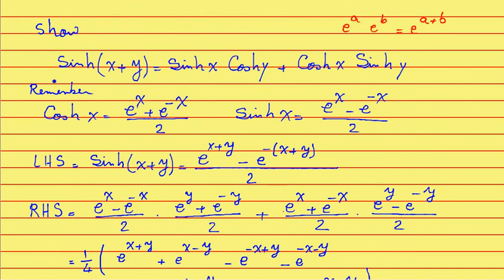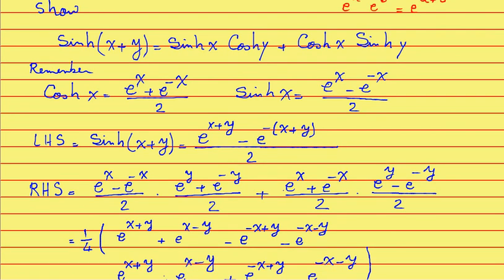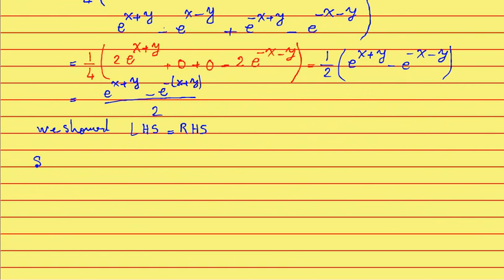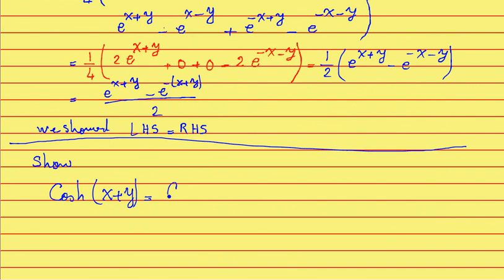Now you can go ahead and prove a similar identity for cosine hyperbolic. It's a good practice. Do the following. Show that exact same thing happens with cosine hyperbolic of x plus y. That is cosine hyperbolic of x times cosine hyperbolic of y plus sine hyperbolic of x sine hyperbolic of y.